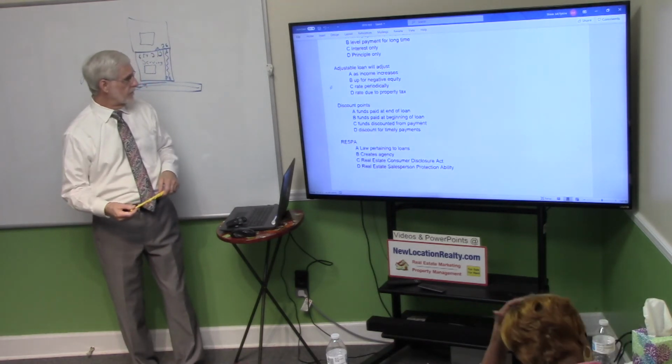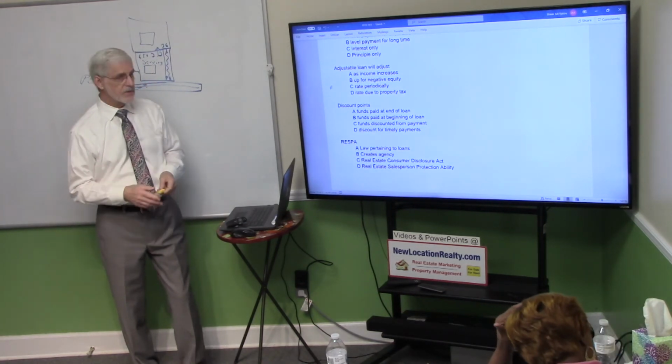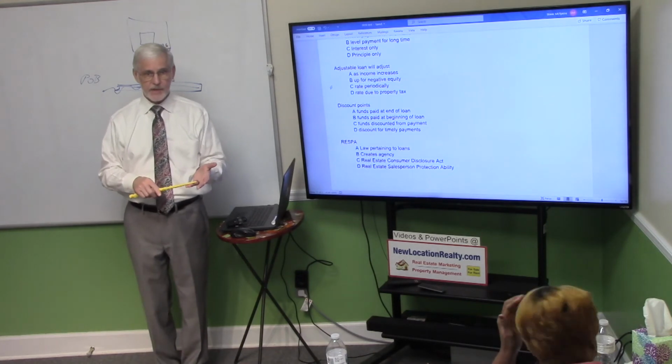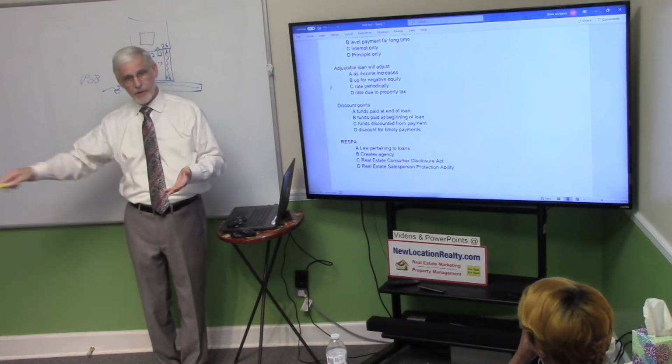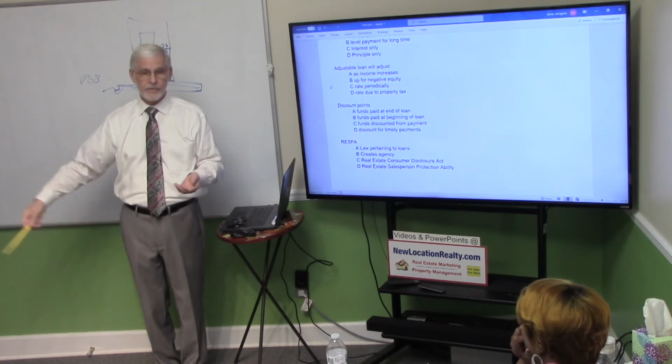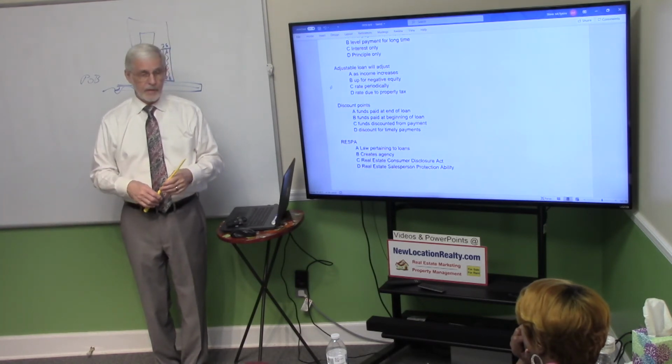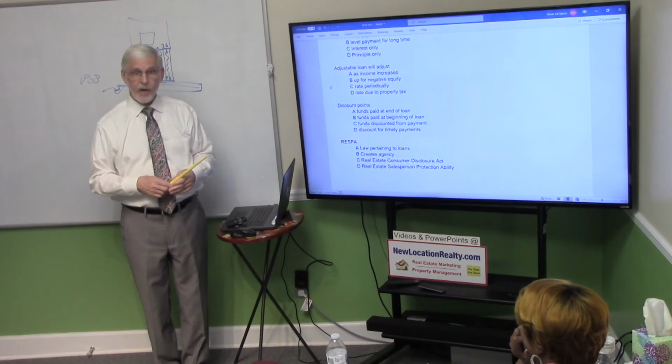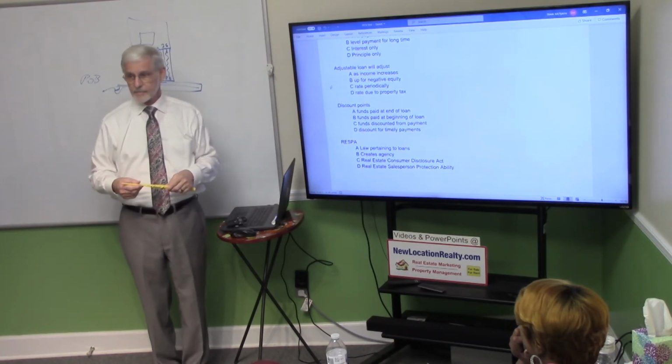Amortized loan was interest only. Now, amortized is going to have principal and interest in it. Level payment for a period of time. The ones now are 30-year loans. That's for a long period of time. Yeah, that'd be a long period of time. To me, it would. When did the 30-year loans come about?